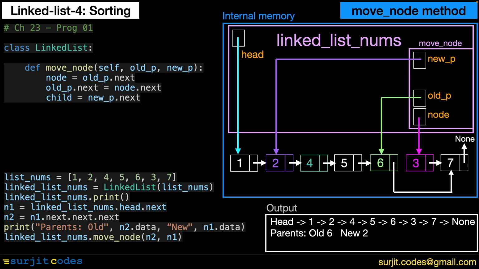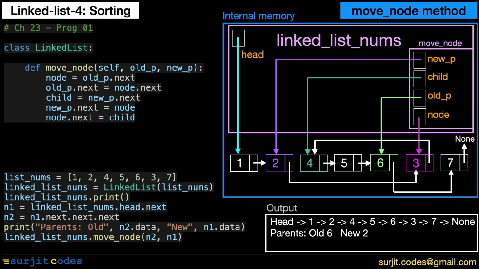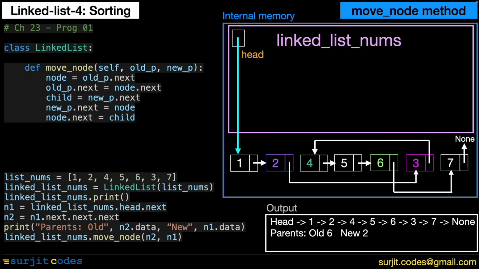However, before doing that, we must save the existing child of new parent. We save it in variable child. New parent is now made parent of the node and node is made the parent of the child node. Move node method ends. We confirm it by printing the latest arrangement of the list. We have successfully detached node 3 from its old parent and made it the child of the new parent.